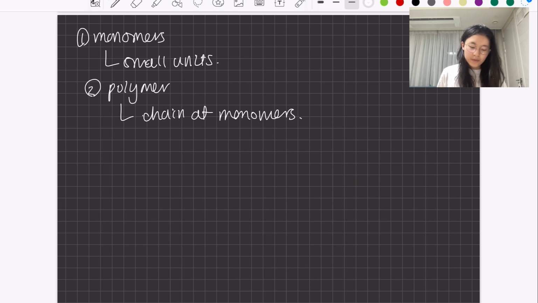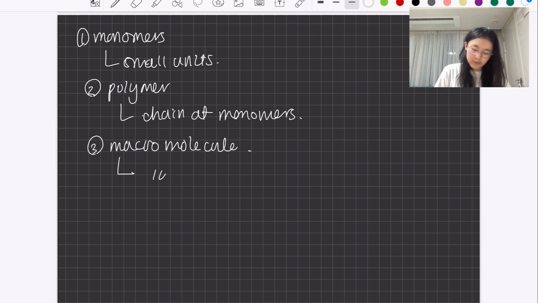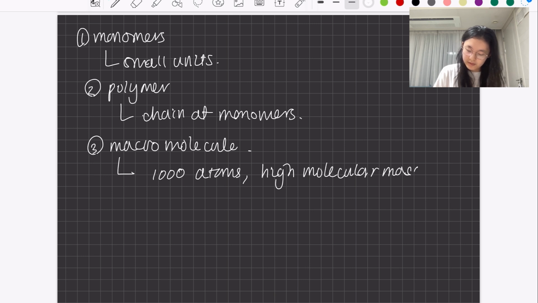One thing that we really need to highlight here is that a polymer is a macromolecule, and a macromolecule is what we define as a really big molecule. This generally consists of over 1,000 atoms, and therefore it has really high molecular mass. And all polymers are macromolecules mostly, but not all macromolecules are polymers.